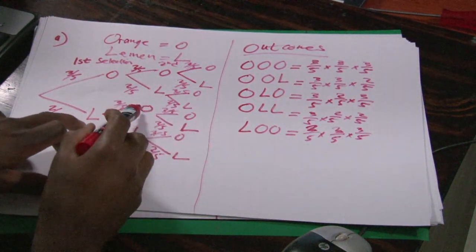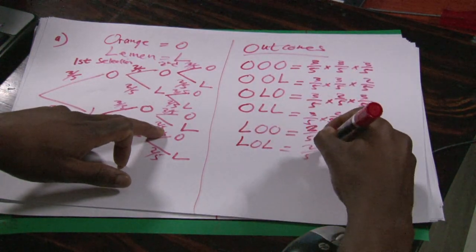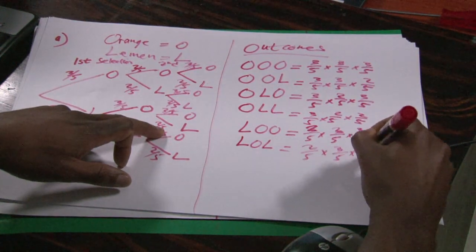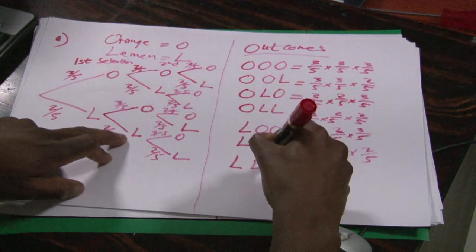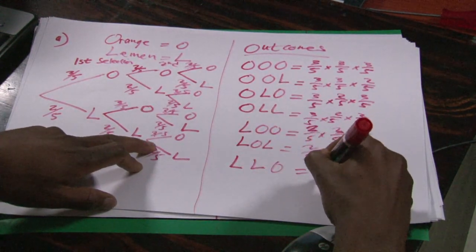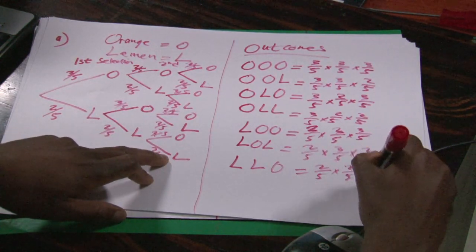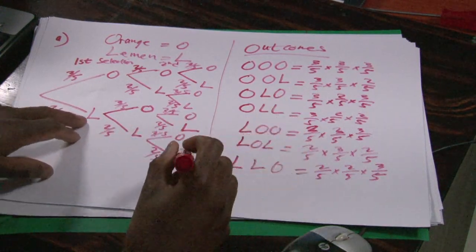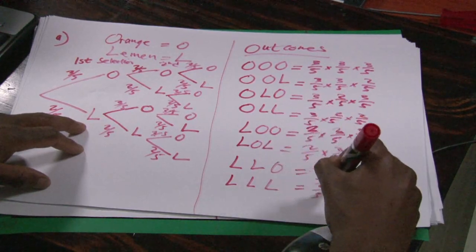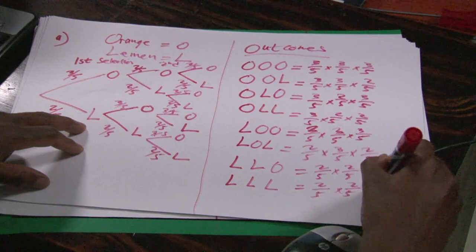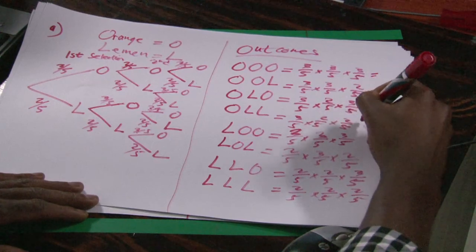Otherwise it can be lemon, orange, lemon, which is 2 out of 5 times 3 out of 5 times 2 out of 5. Then the other one can be lemon, lemon, orange: 2 out of 5, 2 out of 5, 3 out of 5. The other possibility is lemon, lemon, lemon, which is 2 out of 5 times 2 out of 5 times 2 out of 5.